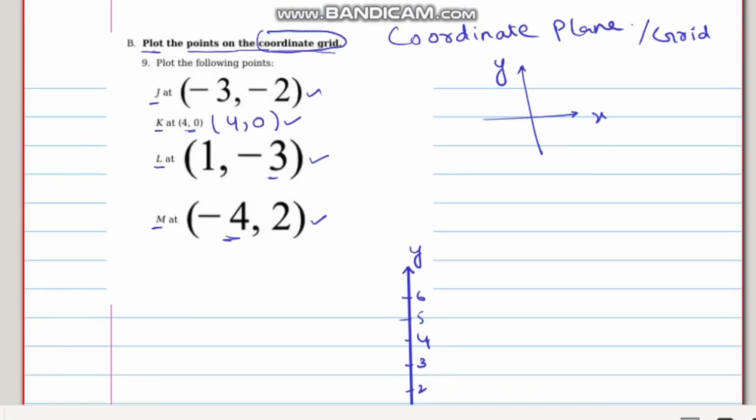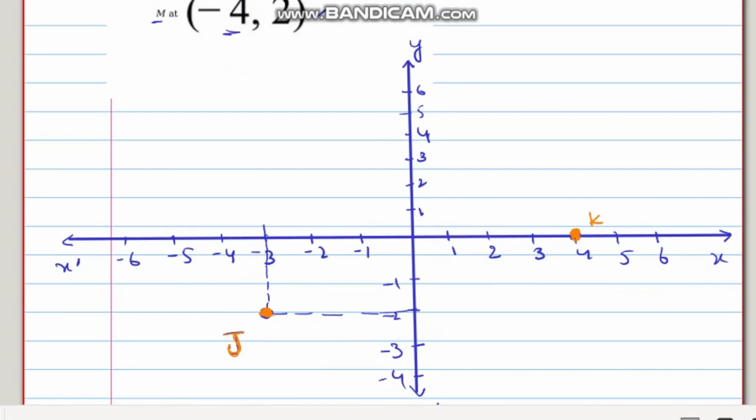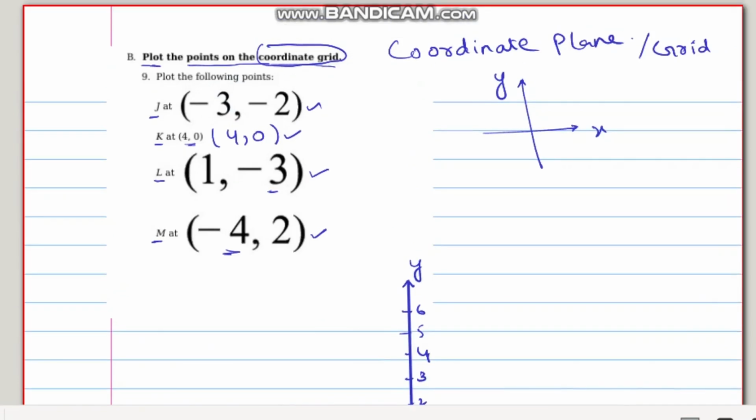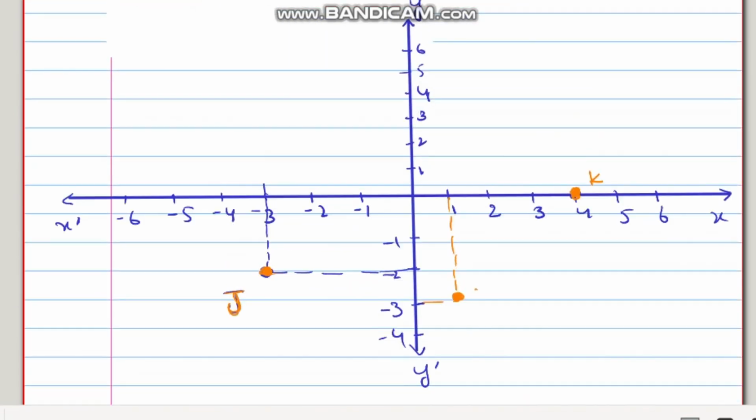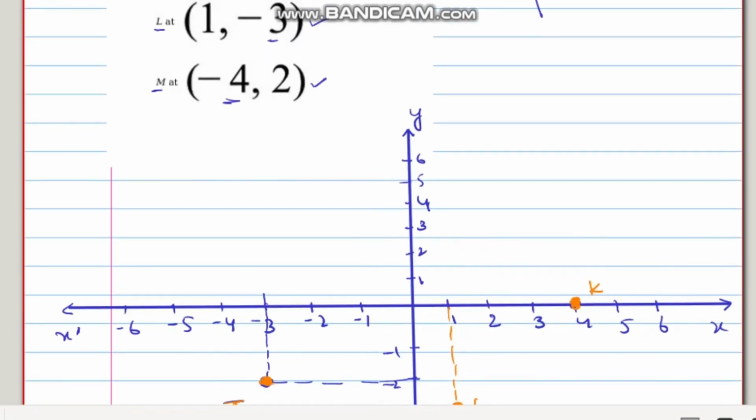Now what is point L? L is (1, -3). 1 and -3. I can easily notice this point. This point is here, and this point is known as L. Now M. Plot the point M, which is (-4, 2). Minus 4 and 2, obviously we can see easily that it lies here.